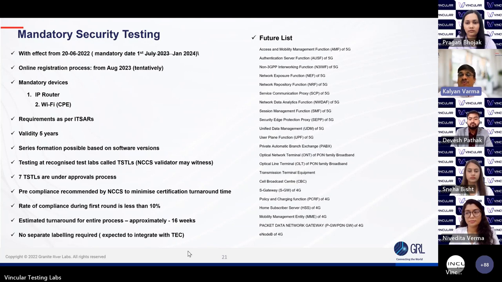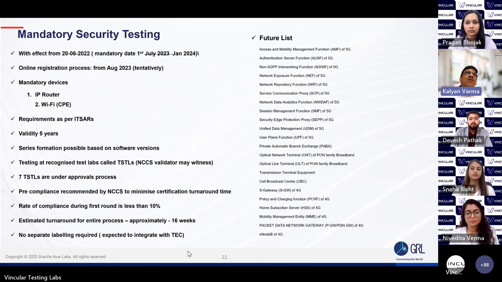But at the same time, since the requirements are quite stringent and very elaborate, it also requires a lot of documentation to be prepared by the OEMs and the labs. So there is a strong recommendation by NCCS, which is also documented and published in the minutes of meeting published in the month of May, that the OEMs are allowed to engage with all potential TSTLs who applied for recognition for a pre-compliance, pre-evaluations, so that the process of certification can be shortened.